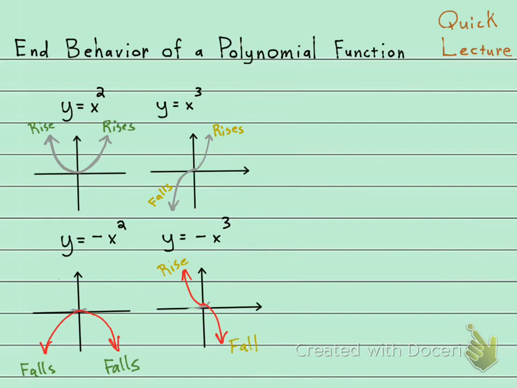You can use these four examples to find out the end behavior of all of your polynomial functions. You want to look at the leading term, you want to look at the exponent, and look at the coefficient. We're looking for odd and even exponents, and we're looking for positive or negative coefficients.